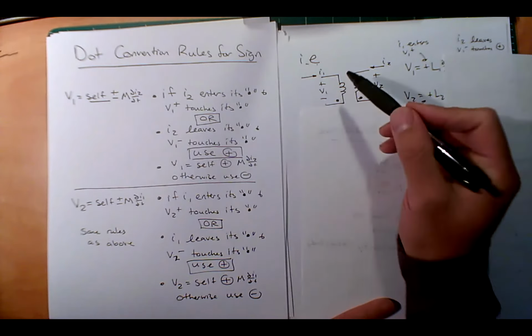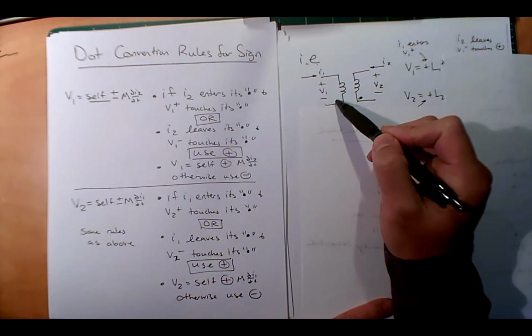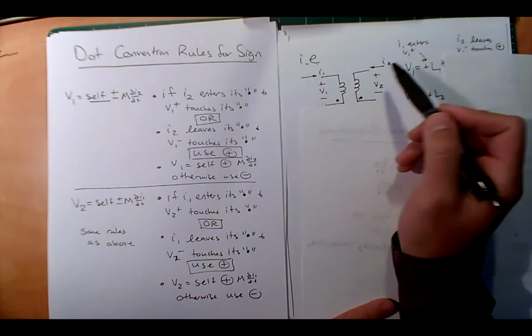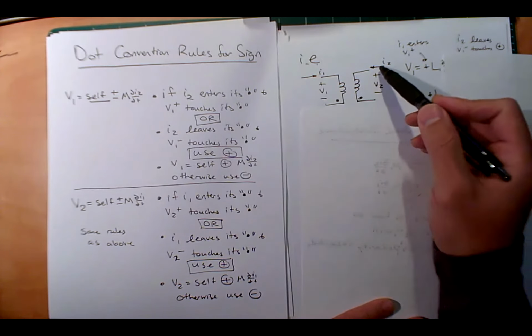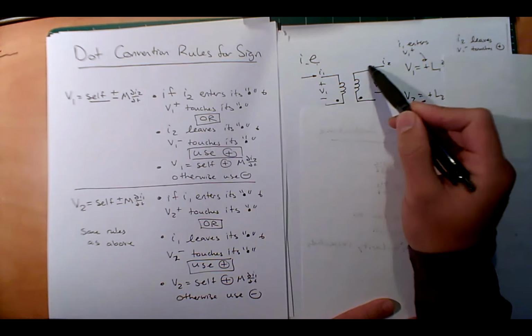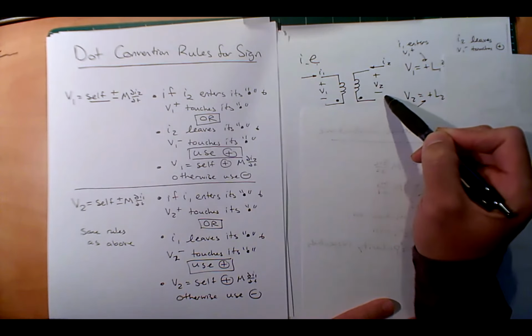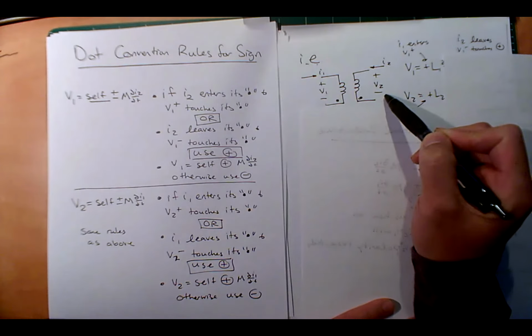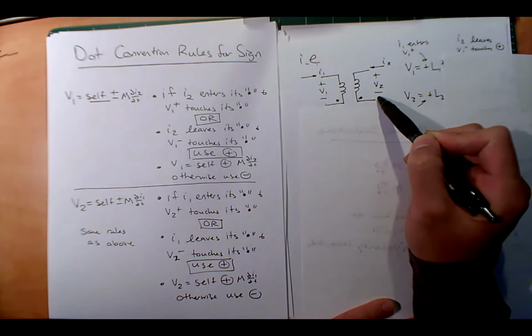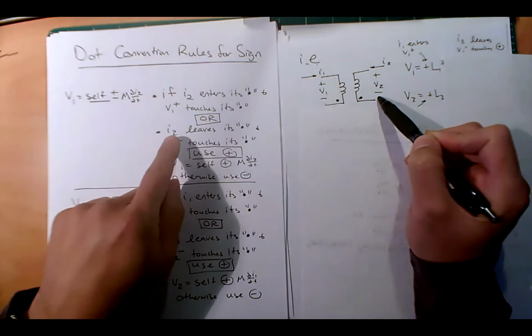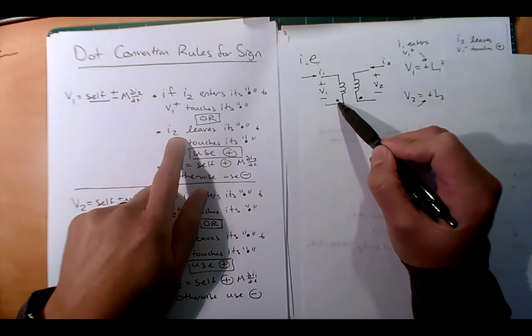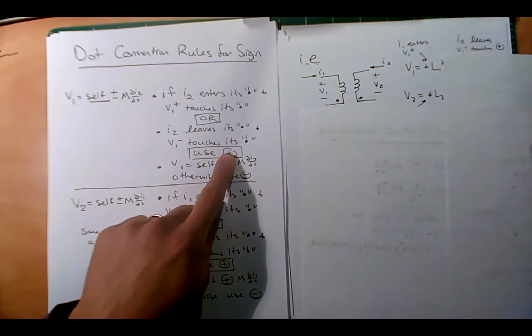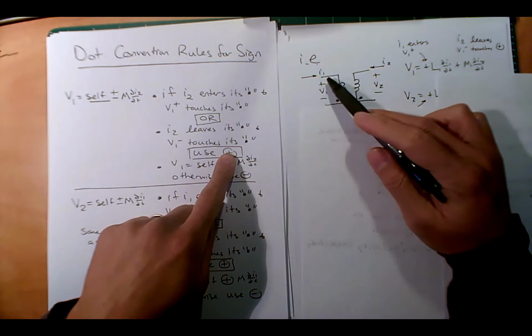Okay, let's follow this one. Let's do I2 first, because I believe I2 is on the corner. I2 is leaving the dot. If we follow through here, it's leaving the dot. Since I2 is leaving the dot, we can follow this one, and V1 negative is touching this dot. We're going to use positive. Let's double check. Excellent.